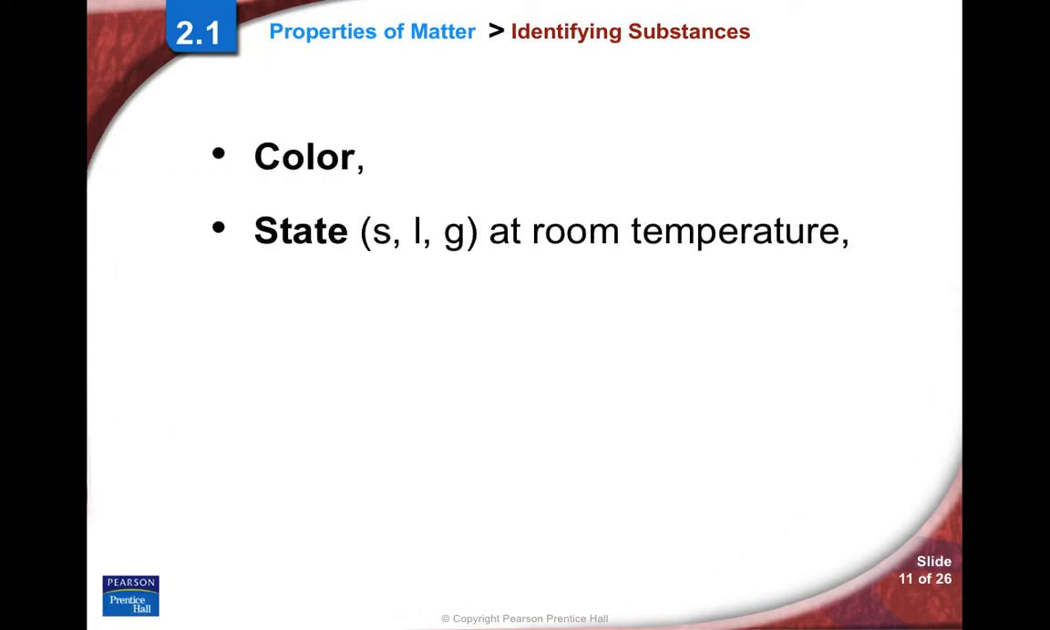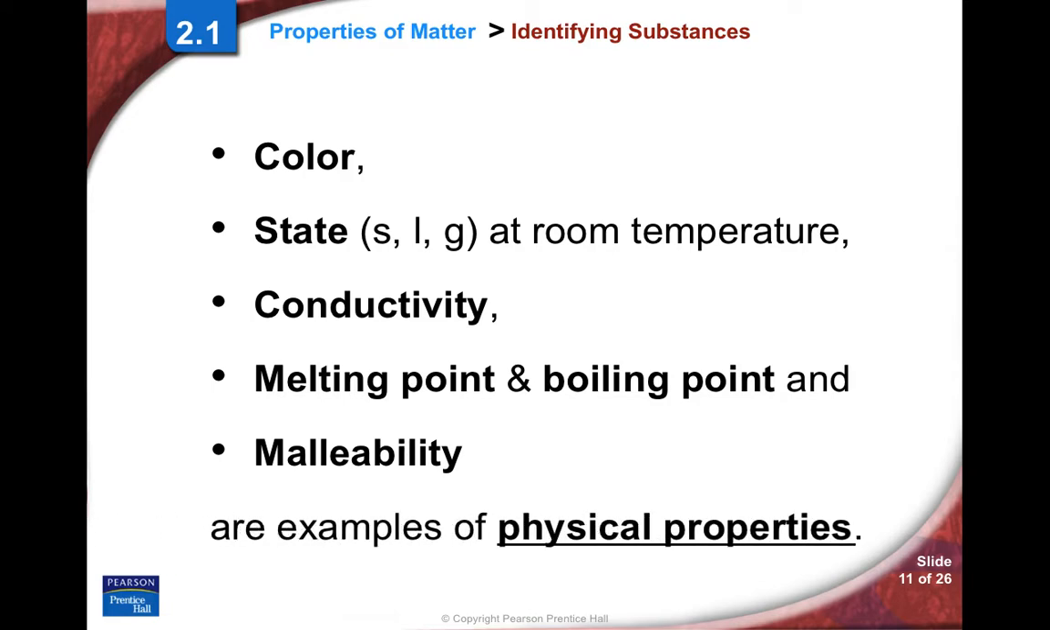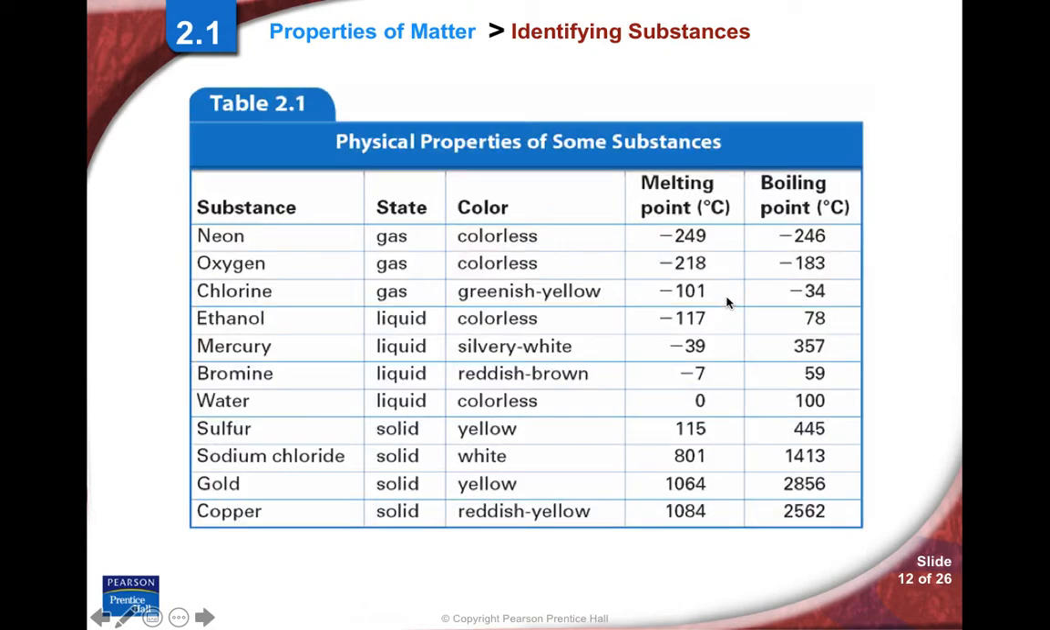So again, color, the state at room temperature. Room temperature is usually taken to be about 20 degrees Celsius. Conductivity, does it conduct electrical current? What the melting points and boiling points are. Malleability, how bendable is it? These are all types of physical properties, and they can help guide us into determining what a substance is. And sometimes, like with melting point and boiling point, we can maybe even get the correct answer.